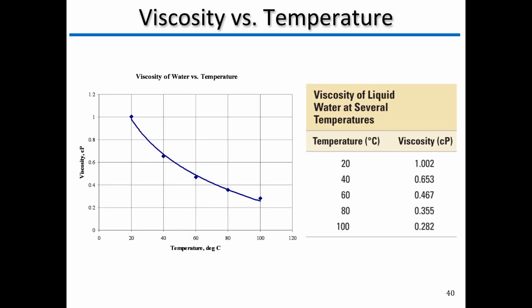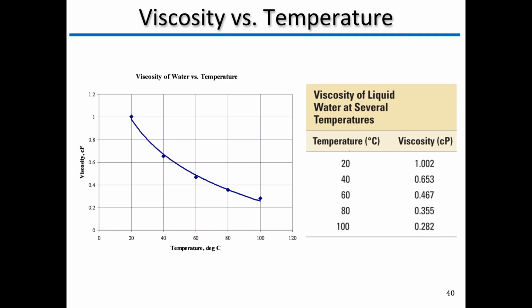Okay, so we know that if we have stronger forces, we have higher viscosity, but let's look at how temperature affects viscosity. Here we have viscosity on our y-axis and temperature on our x-axis. As our temperature increases from left to right, notice what happens to our viscosity. You can see it's trending basically downward. That's a terrible arrow, but you can hopefully get my meaning. So viscosity goes down as temperature increases.